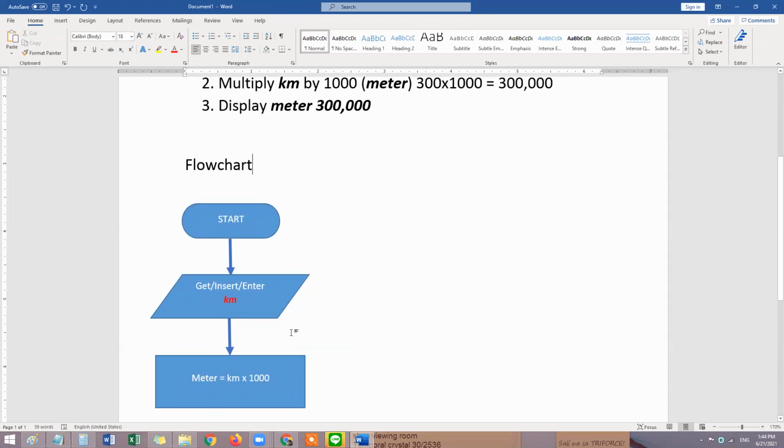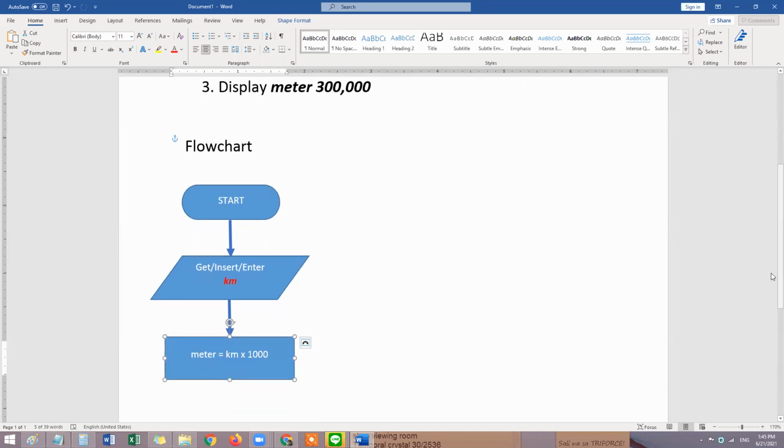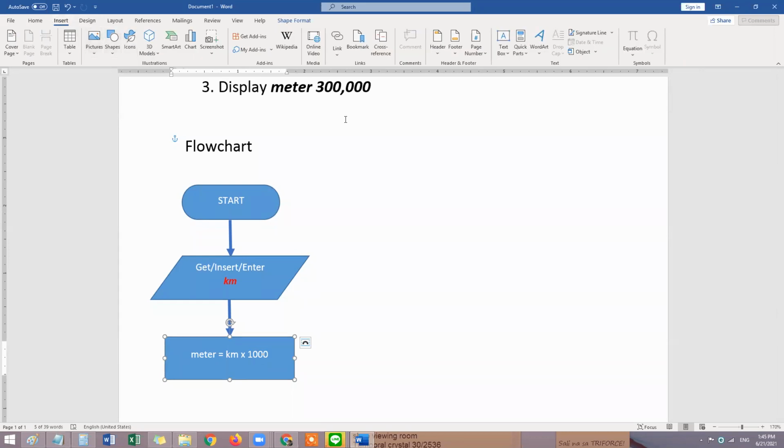Yes, but I have capital M, and if you will see my algorithm, it's small letter m. Is it the same? No. So I need to make it smaller. I need to stick to the variable that I declared in the algorithm. Do you understand? Yes. Okay, next.